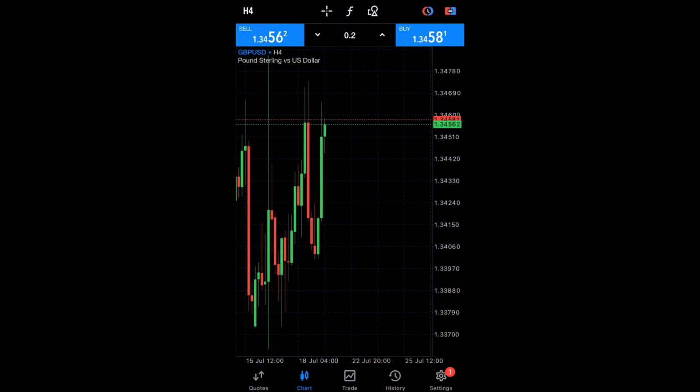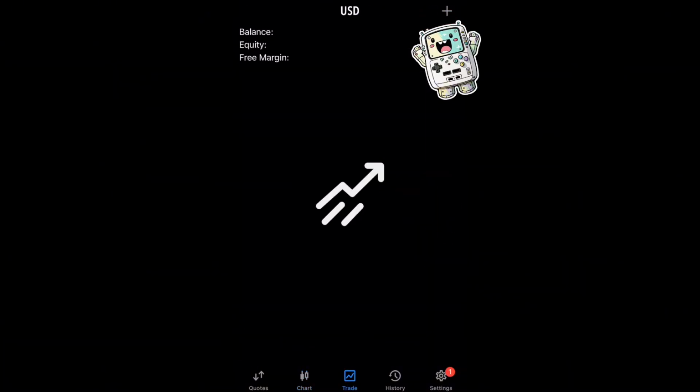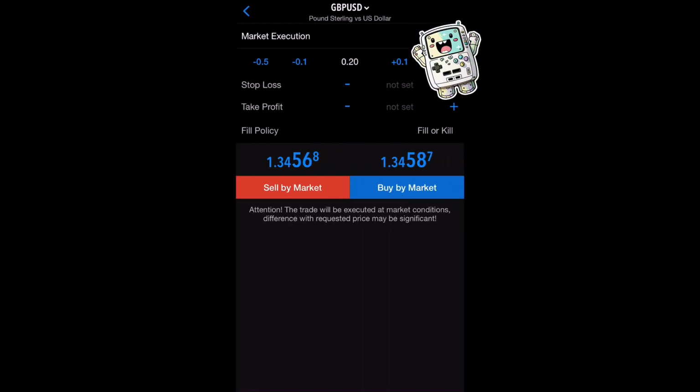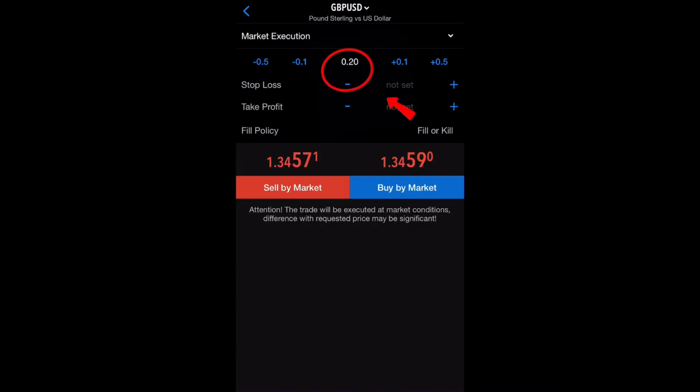Now I want to give you a quick illustration on my MetaTrader 5. I'm using MetaTrader 5 for this explanation. Look down at the screen. Click on trade. You will see trade there. Now if you quickly look at your top right in the screen, you will see a plus sign. Click on it. Then it takes you to your market execution. If you look at your market execution, you see on the screen 0.20. That's the lot size I use. But for this explanation, we'll be using 0.01 lot size.